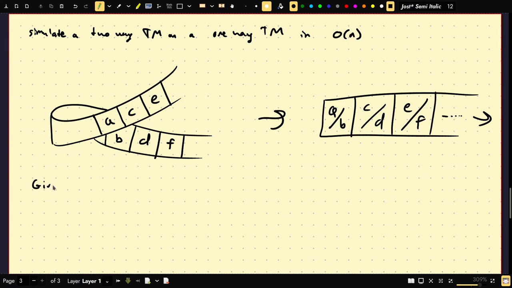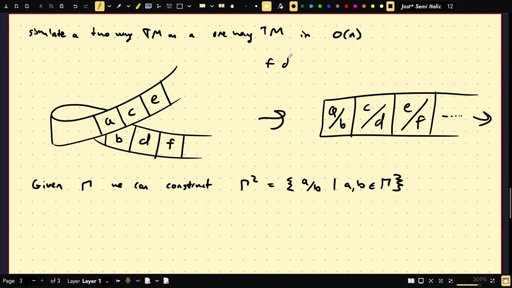So given some tape alphabet, we can construct a new tape alphabet, gamma squared, which I will use the notation of the slash. So we'll say this is A slash B, such that A, B are in gamma. And then we copy the Turing machine with some extra steps. If we go past the halfway point on this Turing machine, if we start going left into, quote-unquote, the negative part of the tape, here we just flip it around and say keep going right, but then start computing over the bottom of the tape. So this tape actually looked like F, D, B, A, C, E.